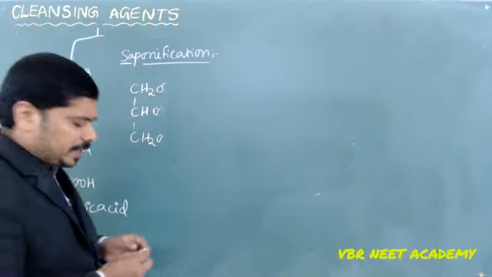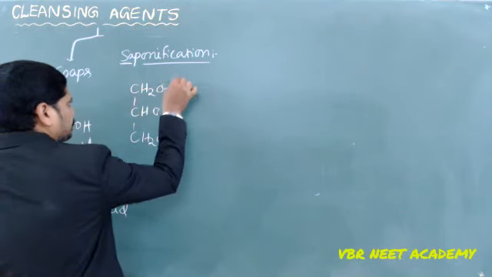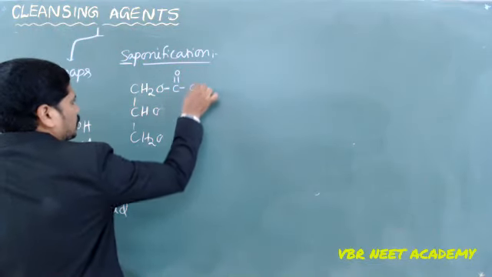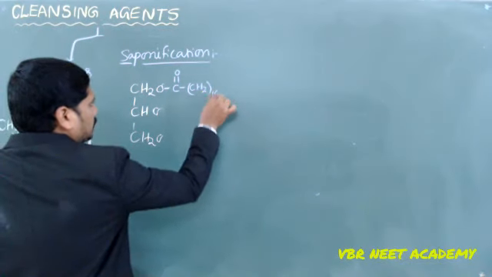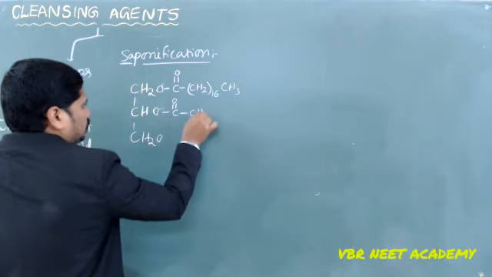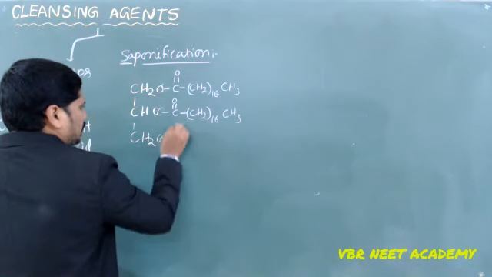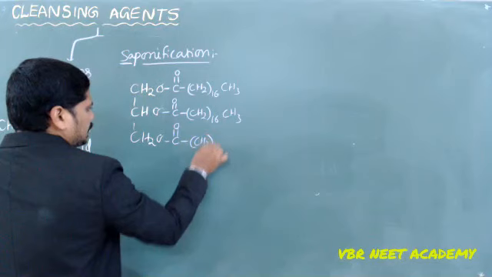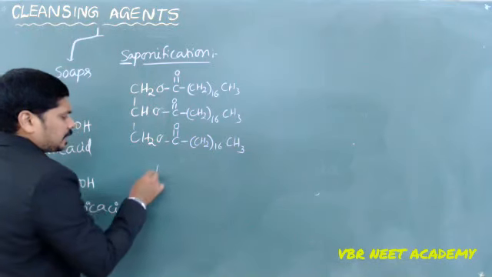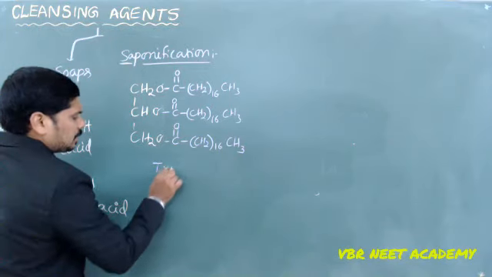Say for example, I take a tristearate. Each OH is joined with the acid as an ester, RCOO, where OH and H go out. So CH2, CH3(CH2)16, CO; and here also the same thing, CO, CH2, 16 times CH3. This is called tristearate. Stearic acid forms a glyceride, called tristearate.